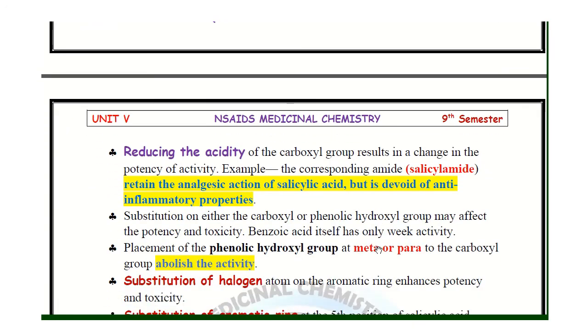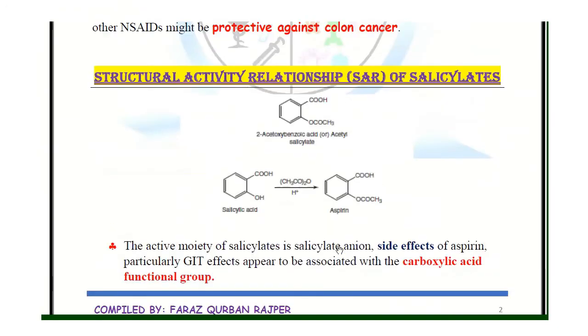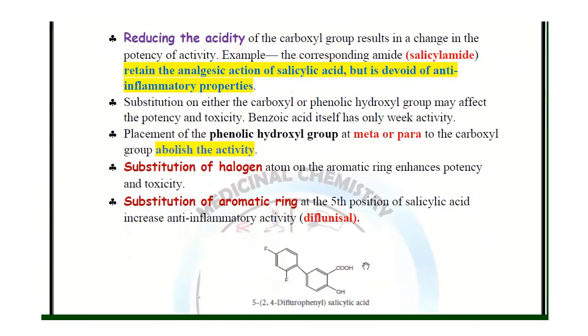Next is the replacement of the phenolic hydroxyl, the hydroxyl functional group that is present in the phenolic. If we replace it at the meta or para position in relation to the carboxylic functional group, this will abolish or destroy the activity of aspirin. So let's check out this one. This is the hydroxyl functional group. If we substitute it at the para position, or the meta position, in relation to this carboxylic acid functional group, this will ultimately destroy the activity.